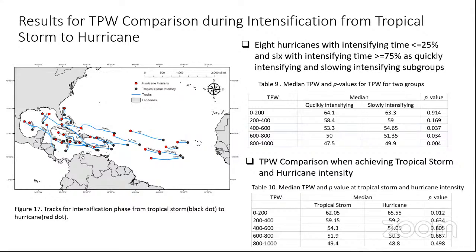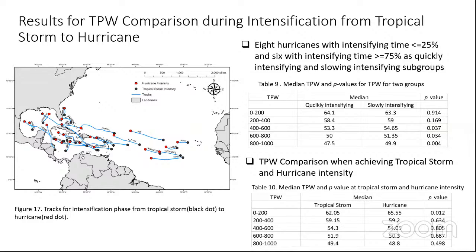So the last analysis is about the results for the total precipitable water comparison during the intensification phase from the tropical storm to the hurricane. In order to unify the data, I just analyzed the first intensification, since some of the cases have experienced several intensifications.